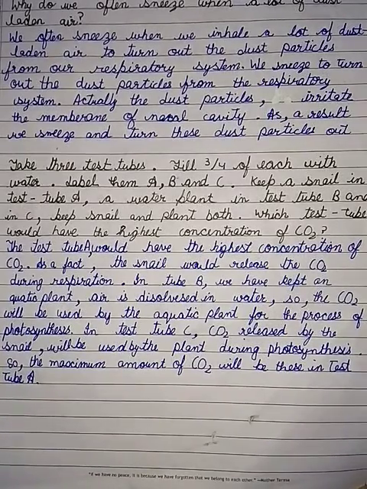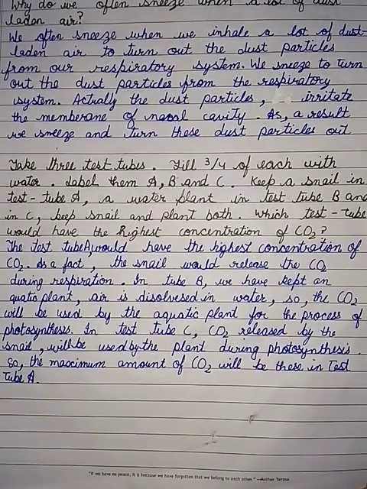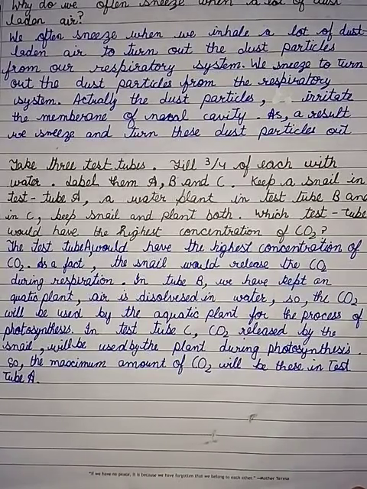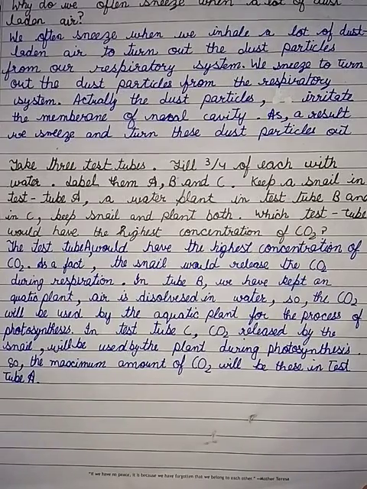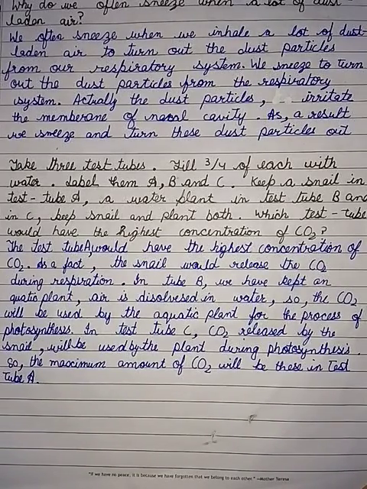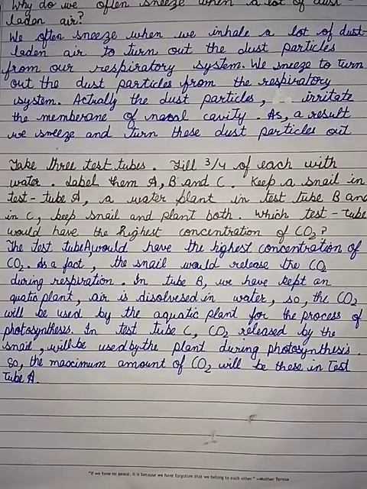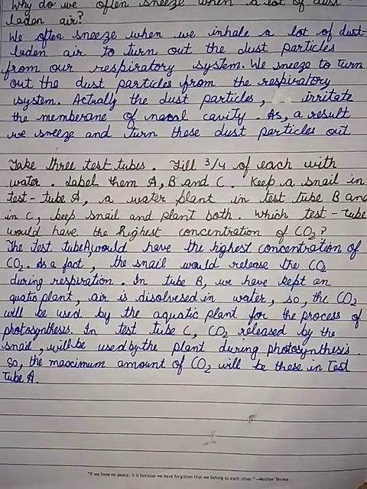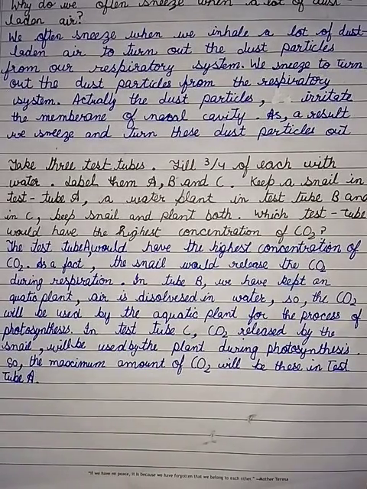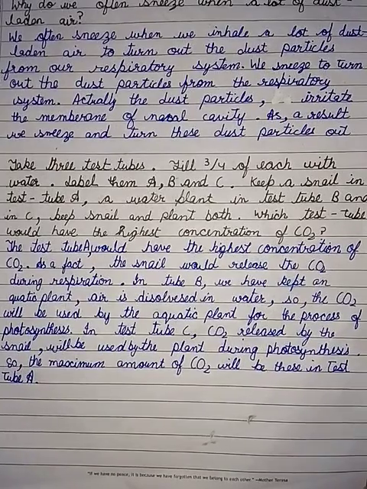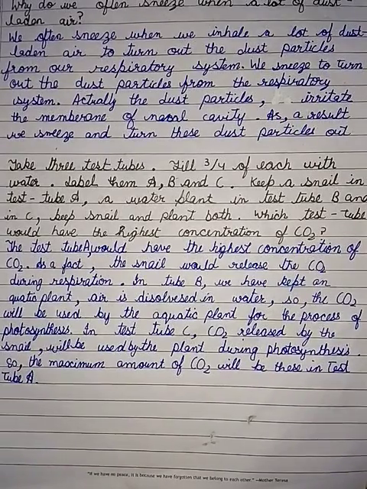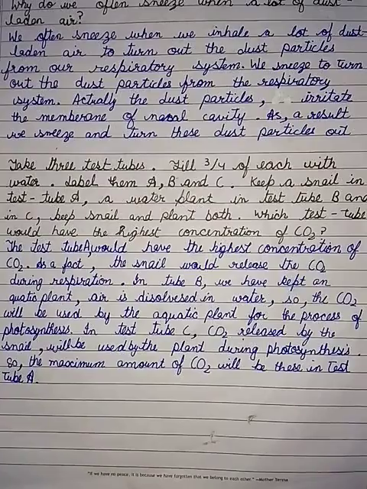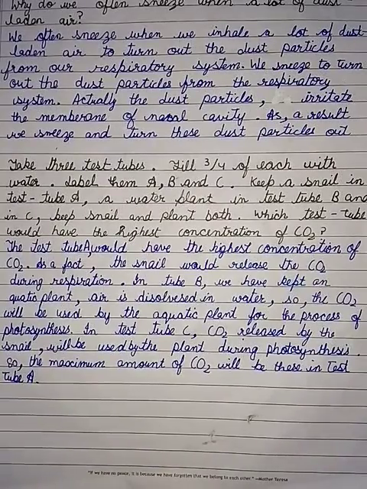As a fact, the snail would release CO2 during respiration. In tube B, we have kept an aquatic plant. Air is dissolved in water, so the CO2 will be used by the aquatic plant for the process of photosynthesis. In test tube C, CO2 is released by the snail, which will be used by the plant during photosynthesis. So, the maximum amount of CO2 will be in test tube A.